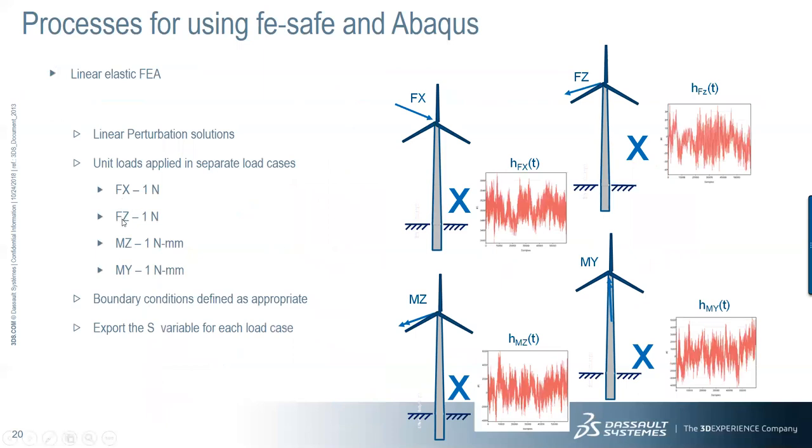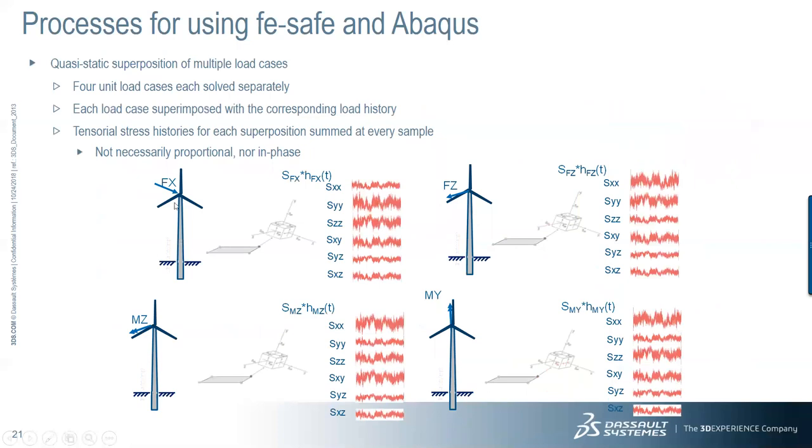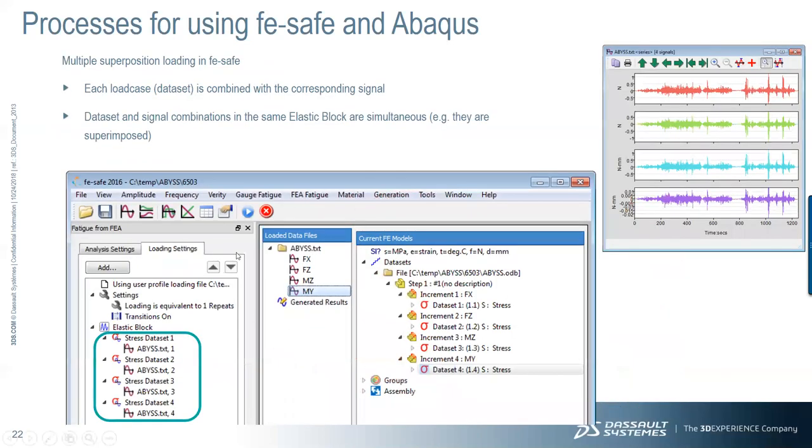So these will be the four different unit loads coming from your finite element analysis, along with whatever boundary conditions you want to apply there. Then the stresses generated by these forces get multiplied with their corresponding signals: the force in Z gets multiplied with its corresponding signal, and the same with moment Z and moment Y. Once you do this, you can superimpose, because all these forces are acting at the same time. So you are taking their effects and adding them together, and that's what you can do in FE-SAFE.